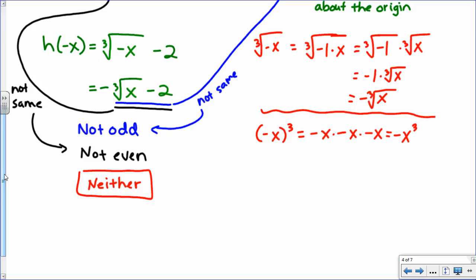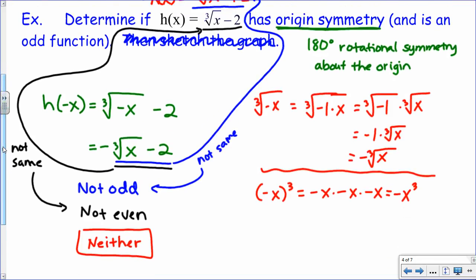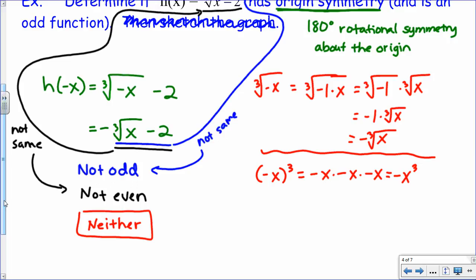Yes, as far as the math goes, but with the graph, how can it be neither? So the graph just means it's not symmetric over the y-axis, or it's not symmetric about the origin. It doesn't mean that it's not symmetric anywhere. The reason this one is not is because of the way you're shifting it.